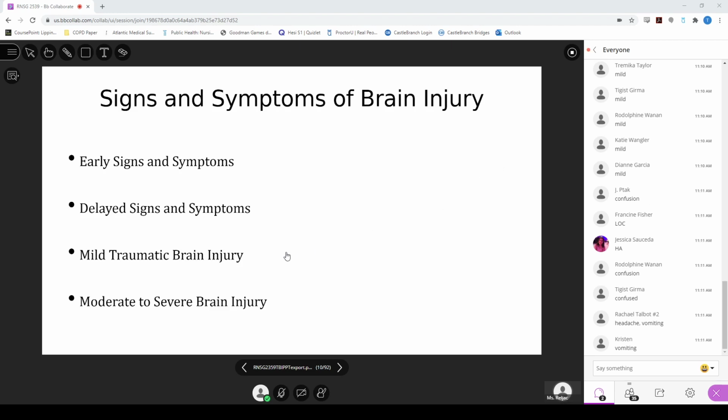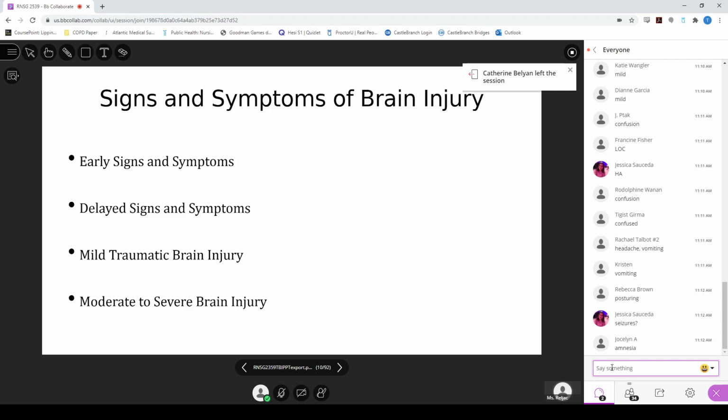So, what are some delayed signs and symptoms of brain injury? And by delayed, I mean they come on a few days later. They can have posturing. That's more with a moderate type, but that is delayed. What about persistent memory loss or trouble concentrating? The memory loss is part of the amnesia.